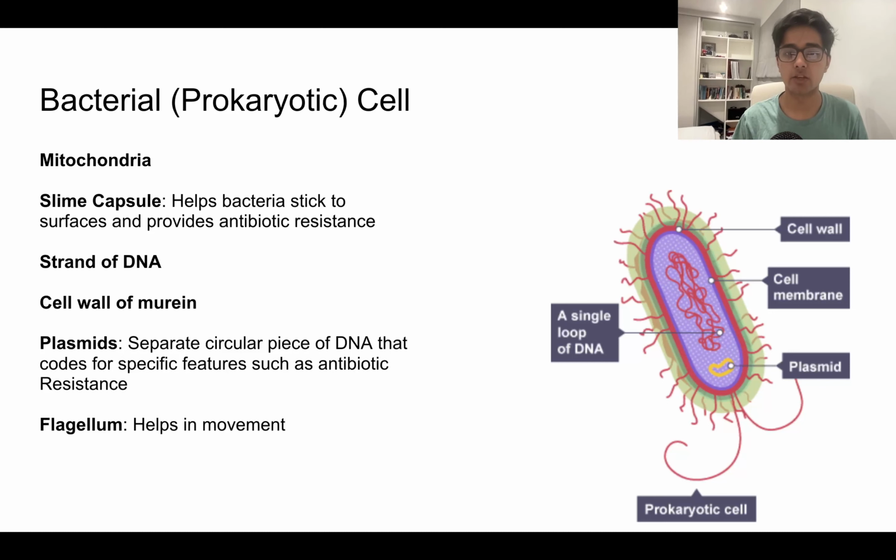And lastly, bacterial or prokaryotic cells. You may be able to recognize this also has cell membrane, cell wall, and cytoplasm, but it does not have a nucleus, and that's a key fact you have to remember. Instead of a nucleus, it has a single loop of DNA, and it also has plasmids. Plasmids are separate circular pieces of DNA that code for specific features, such as antibiotic resistance. Its cell wall is made of murein compared to the cellulose cell wall in a plant cell. The slime capsule helps bacteria stick to surfaces and provides antibiotic resistance. And the flagellum is a tail-like feature which helps in movement.